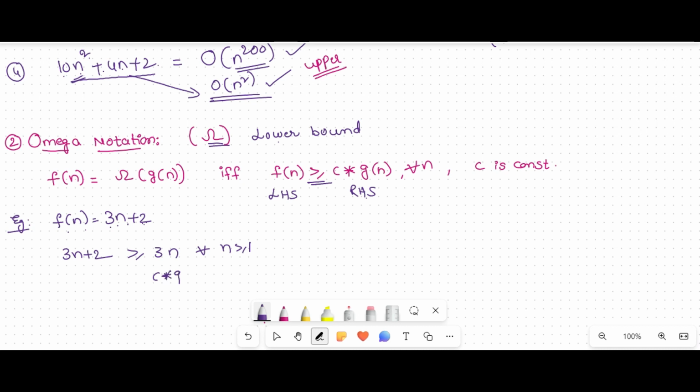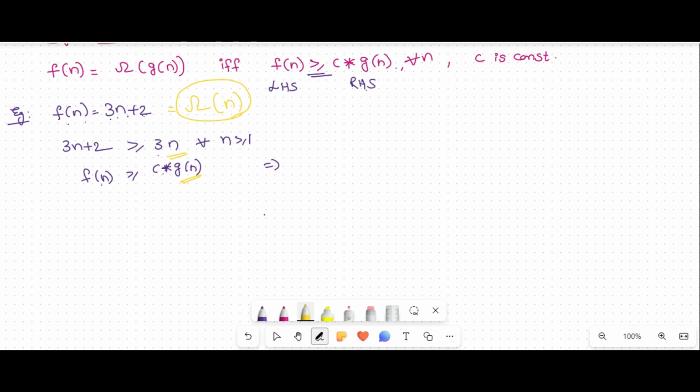f of n greater than or equal to c into g of n. Then how can we write this? Simply we can write f of n equal to omega of g of n, and g of n is n. So omega of n. Okay, is it clear? Hope it is easy to understand. If you understand big O notation, it is easy to understand this one.